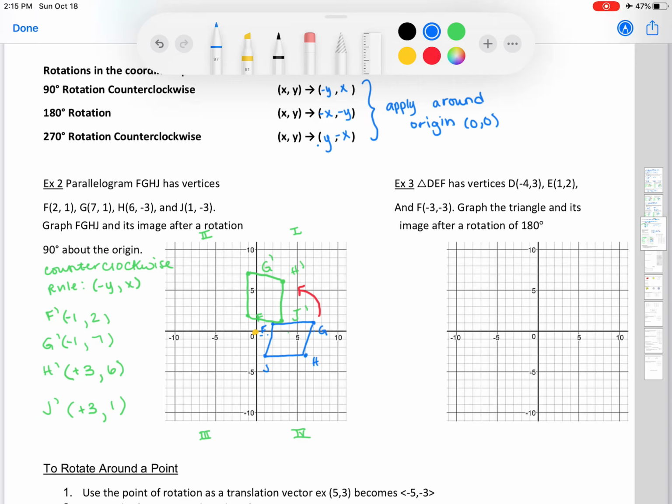So on example number 3, we're going to start by graphing our pre-image. So D is at -4, 3. E is at 1, 2. And F is at -3, -3. So here is our pre-image before we have done anything to it. And this time we're rotating the image 180 degrees. It doesn't tell me where, so it means that I am going to rotate around the origin. And since it's 180 degrees and it doesn't tell me a direction, I should be going counterclockwise.